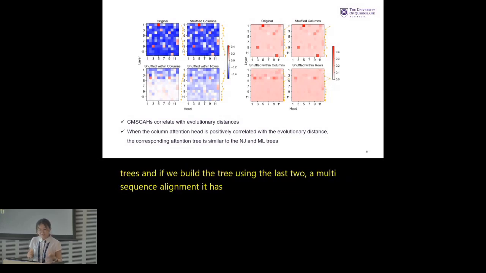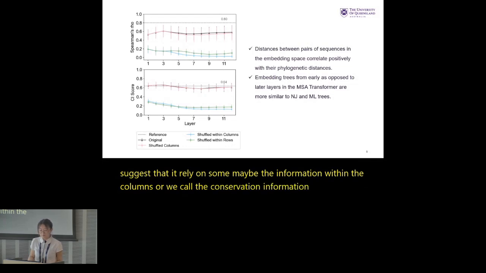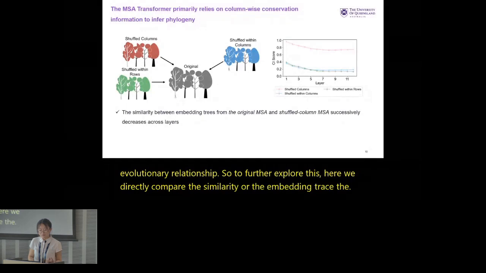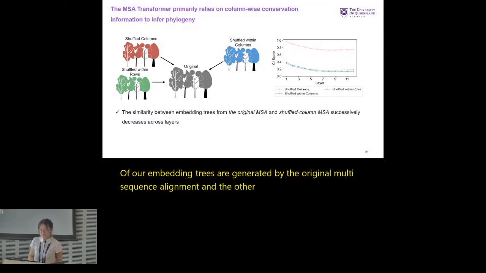So it may suggest that it relies on maybe the information within the columns, or what we call the conservation information, to learn the evolutionary relationship. To further explore this, we directly compare the similarity of our embedding trees generated by the original multi-sequence alignment and the other three shuffled multi-sequence alignments. And here is our result.